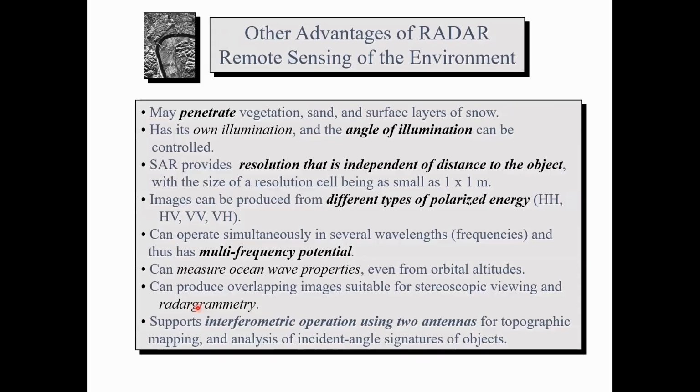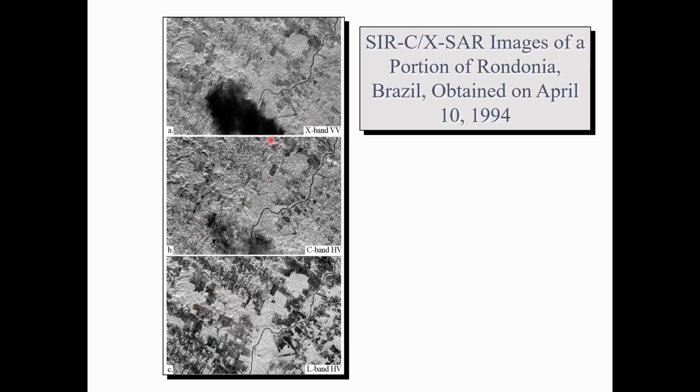These are just advantages. You can see here the X band looks like it has some shadowing effect because of the cloud. The X band, because it has a shorter wavelength, has limited penetration. Then the penetration improves in the C band. That's why you see the cloud cover, or the shadow of the cloud, is less.